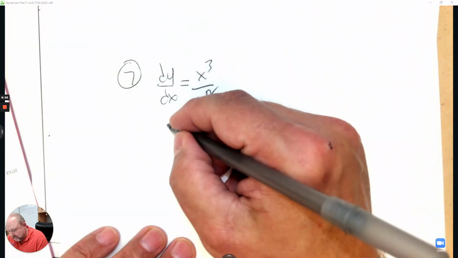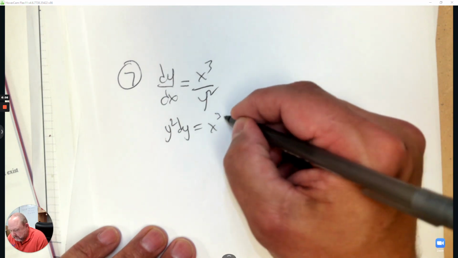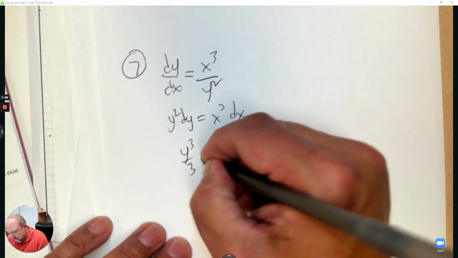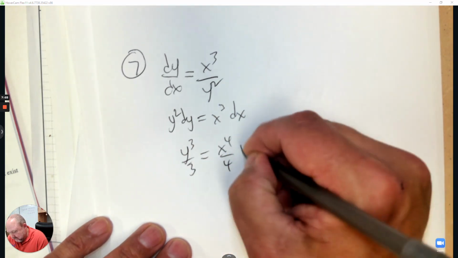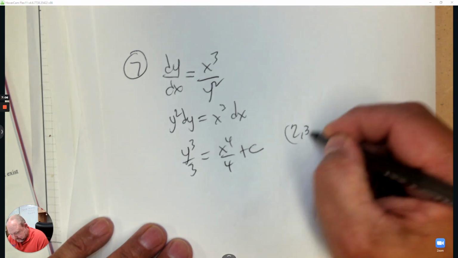So we're going to separate the variables. This one actually isn't too bad. No logarithms or anything. Add 1 to the exponent and divide. Add 1 to the exponent and divide plus c. And we have the point (2, 3).